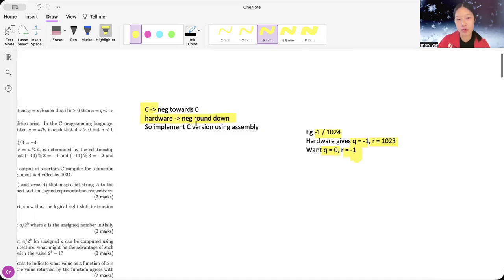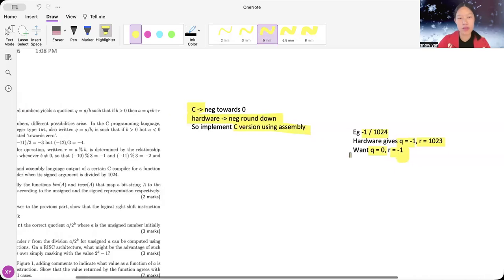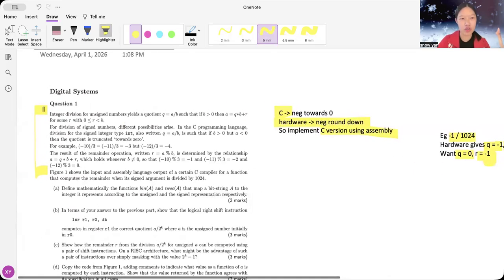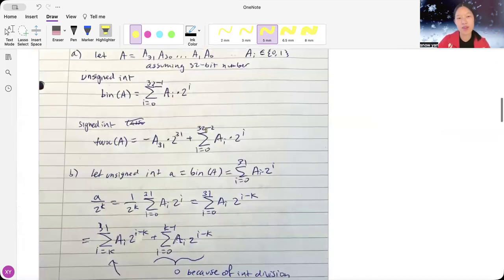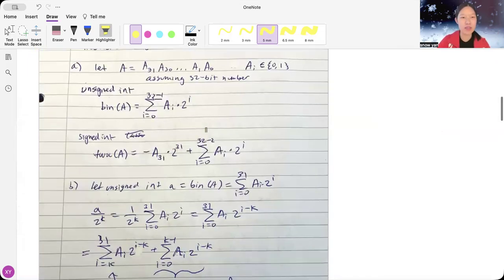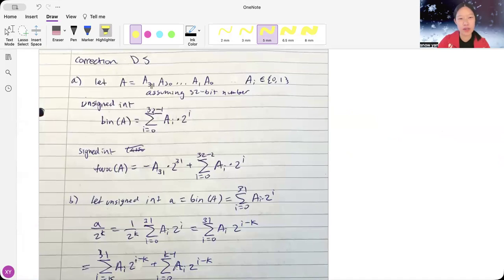So we're trying to implement the C version using assembly. And then obviously the positive side has to hold, of course. And then on the negative side, the remainder should also be negative. So that's the idea. That's the version basically that we want to show here. In part A, we have defined mathematically the functions binary A and two's complement that map a bit string A to the integer it represents according to the unsigned and signed representation, respectively. We haven't even gotten into implementing that. It's basically just going through definitions of what we need, right?